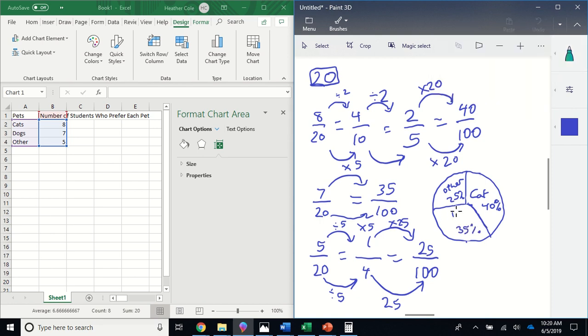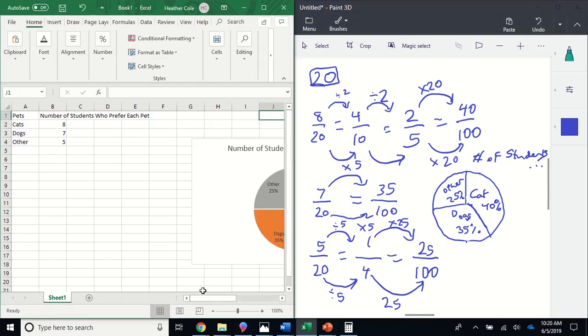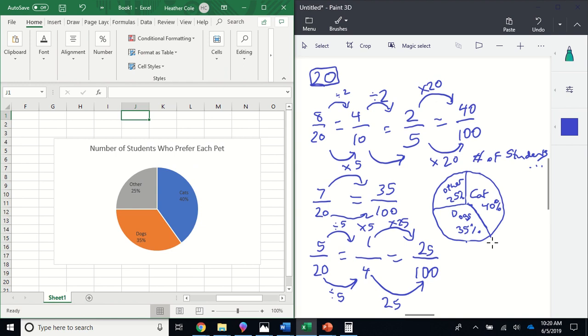So 35 1/100ths, 35% dogs. And then I need to put my title on, which I've already described as the number of students who prefer each pet. Okay, so you can tell that that's not really neat, so I would need to clear it up, and I would do it on a separate sheet of paper, probably from my math, but just for your reference here. And so let's compare that to the chart that Excel made for us. So it looks pretty close, but again, this one is a lot neater.